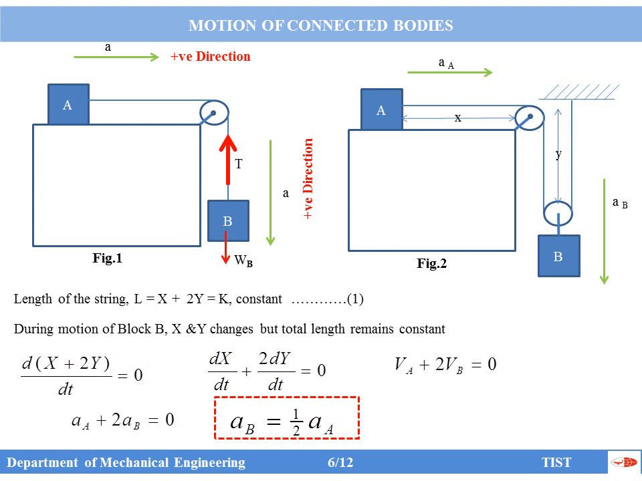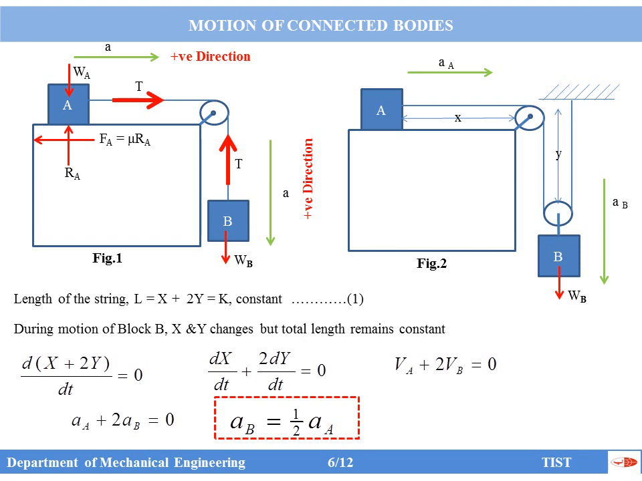The positive direction of block B is downward, so WB is positive and T is negative. Now look at the free body diagram of A. Tension T acts in the right-hand direction, weight WA acts downward, and the surface provides the reaction RA. Since the body is moving in the direction of T, the frictional force Fa acts in the opposite direction, Fa equal to mu RA. That is the free body diagram of figure 1.